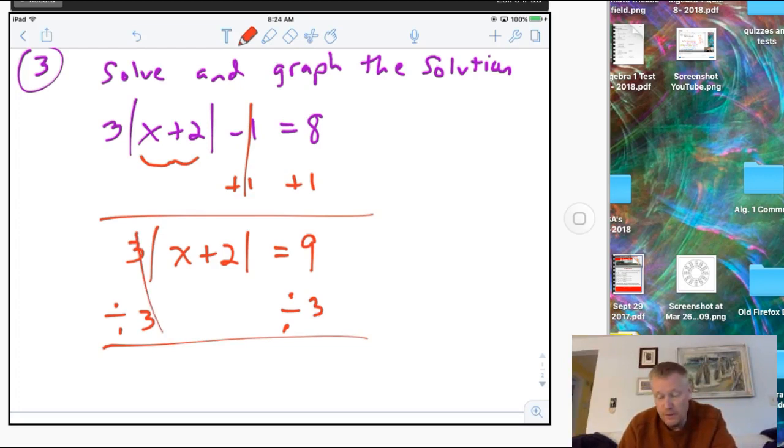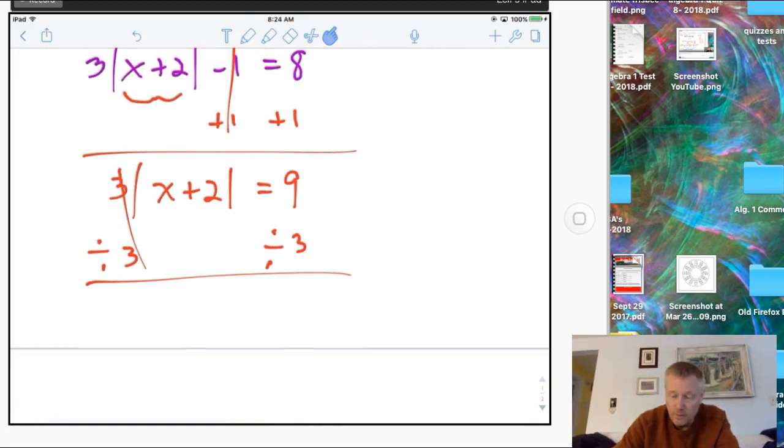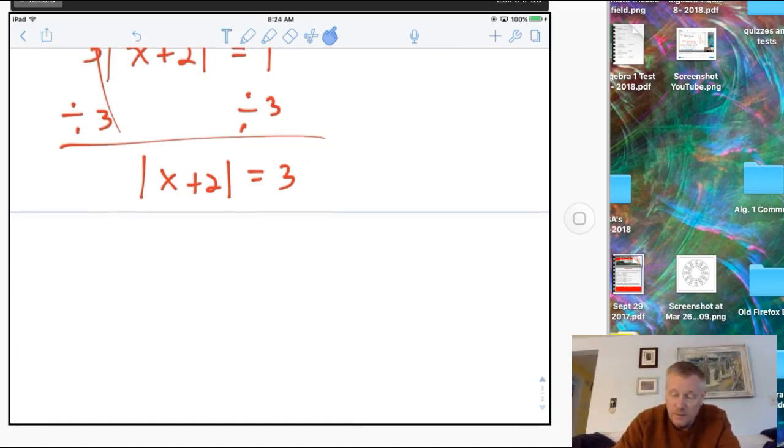So those cancel out. I'm dividing by 3 because that was the opposite of the multiplying by 3, which was connecting the 3 and the x plus 2, which now leaves me with the absolute value of x plus 2. 9 divided by 3 is 3. All right, now I've got the absolute value all alone.